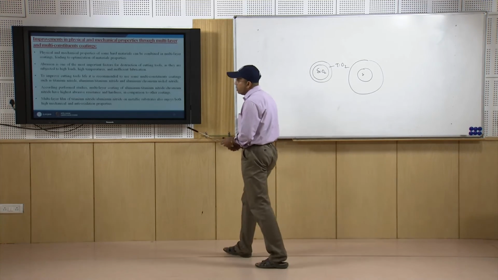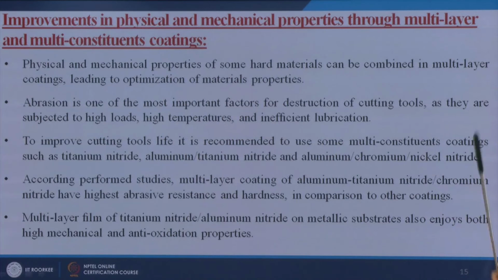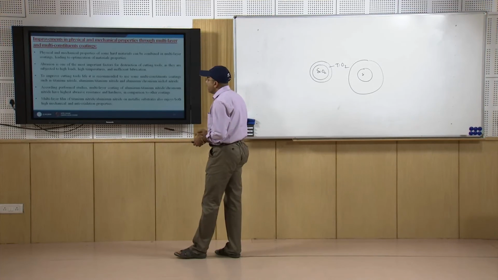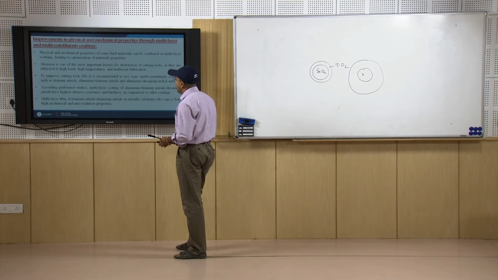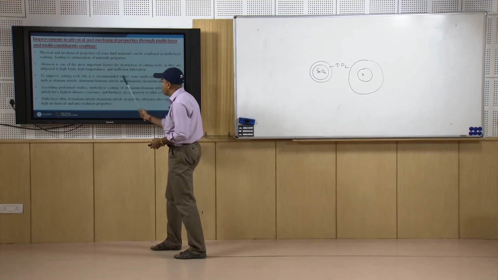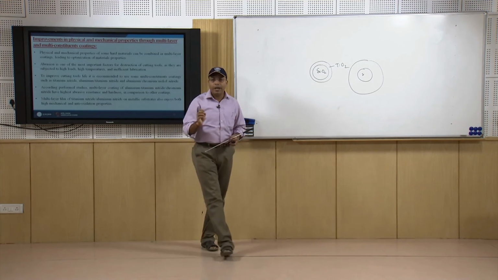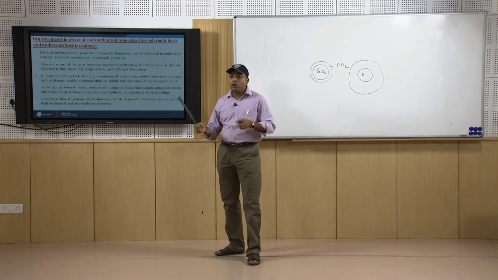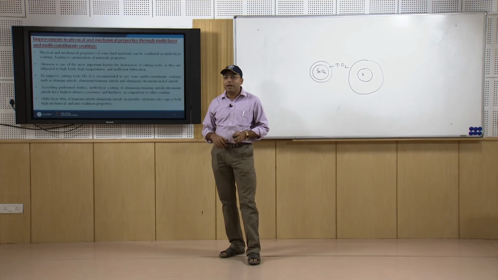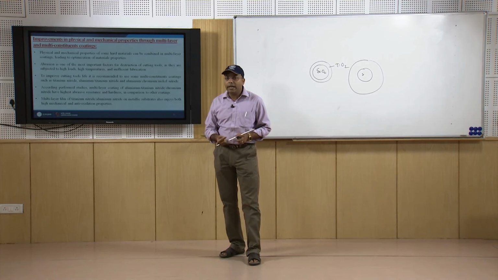Abrasion is one of the most important factors for destruction of cutting tools, as they are subjected to high loads, high temperature and inefficient lubrication. To improve cutting tool life, it is recommended to use some multi-constituent coatings such as titanium nitride, aluminum titanium nitride, aluminum chromium nickel nitride, because these are all very hard materials. In a simple way, if we make the cutting tool entirely from these materials, it will be very expensive.